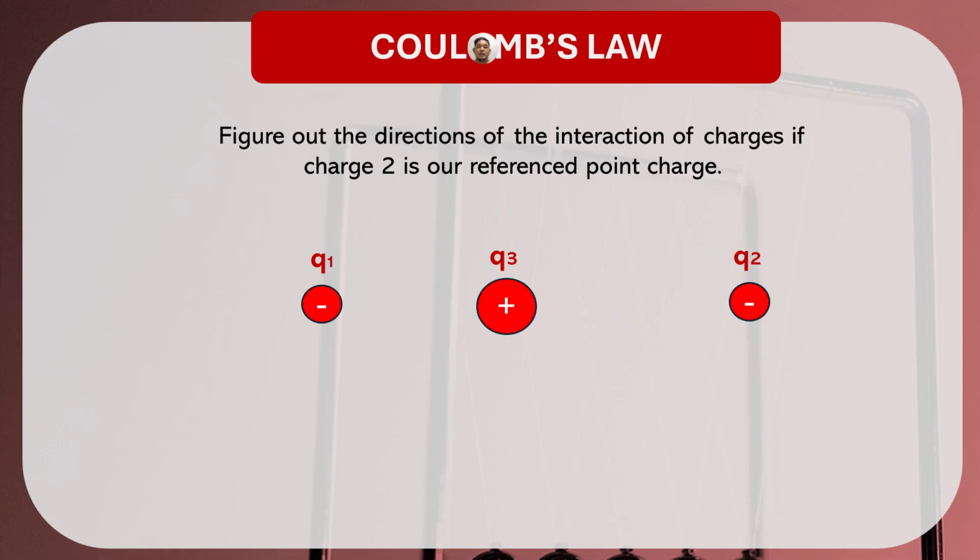What about if our point charge is 2? I will give you enough time to do it. So this will be our point charge. What will be the interaction of charge 2 to 3 and charge 2 to 1? Remember how to write the variable if you want to describe the directions of the following interactions. Okay, take your time.